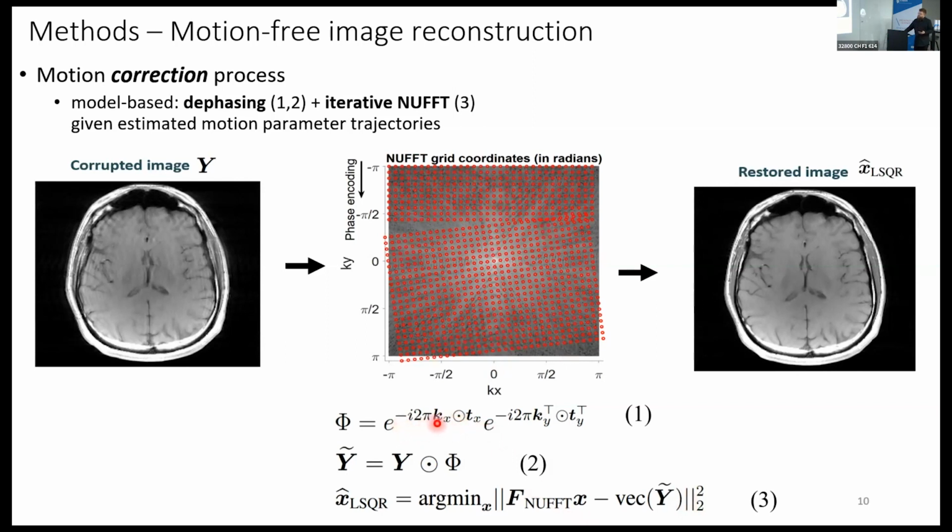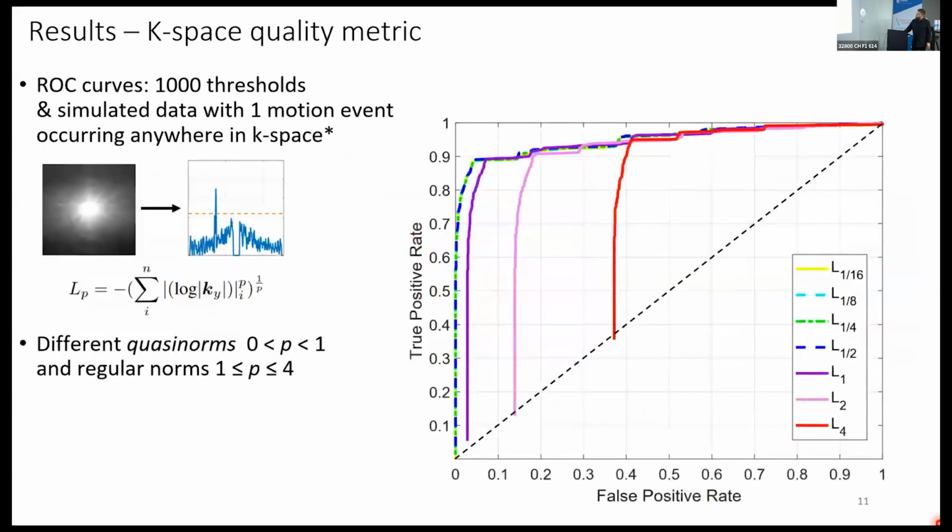The first step is to remove the phase, because as we mentioned, there are residual translations which need to be removed, and this is related to the Fourier shift theorem. And once these phase ramps are removed, then we just apply the NUFFT to remove the rotation effect. And here you can see an in vivo acquired scan, and the corrected result of one slice.